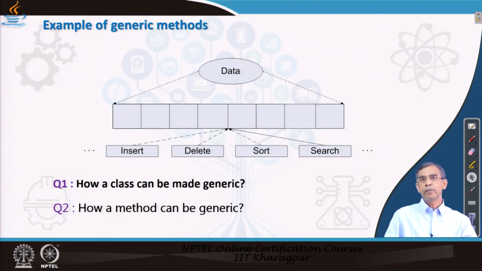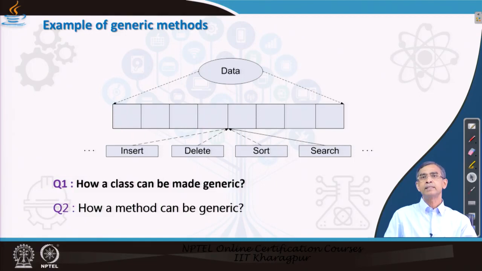Now, if we write one piece of code for insert, and whatever the type of data the array can hold, it should not be an issue; it can work on that. So this is the concept of how we can make a method generic.